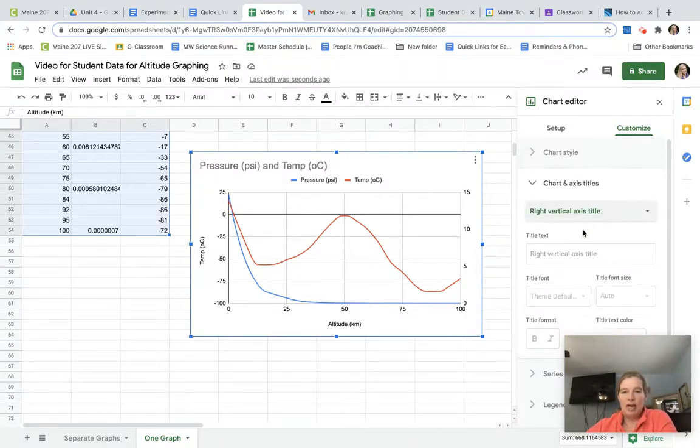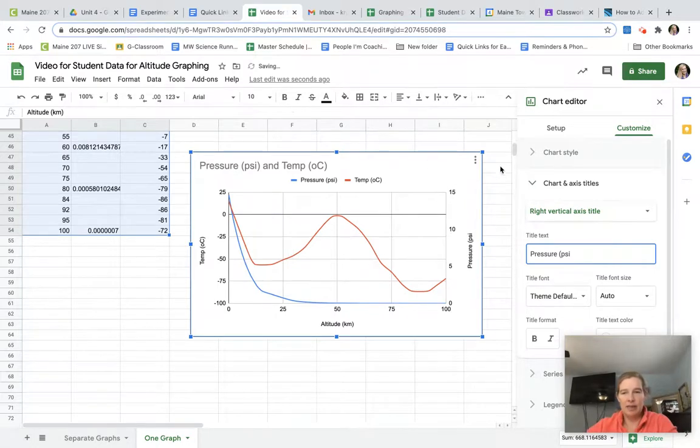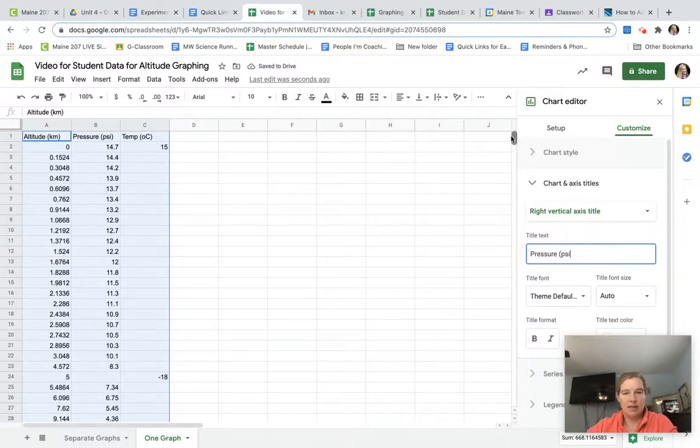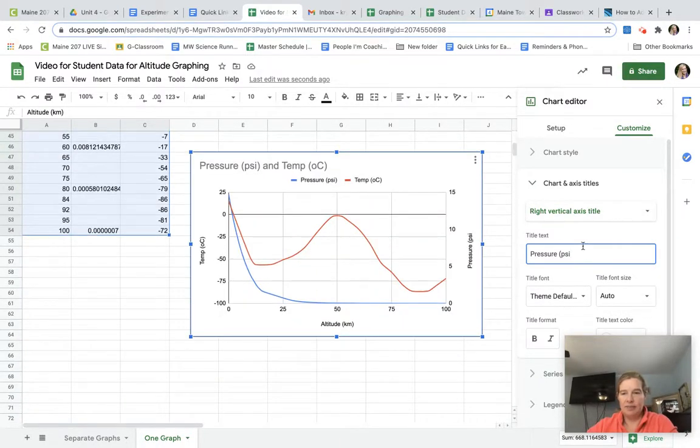Then if I say right vertical axis, it's meaning over here. And my right vertical axis, remember, was my pressure. Okay, so my pressure, and I believe it was in PSI? I'm thinking it was. Yes, pressure was in PSI. Okay. So now I go ahead, and now for pressure, here's my key at the top.